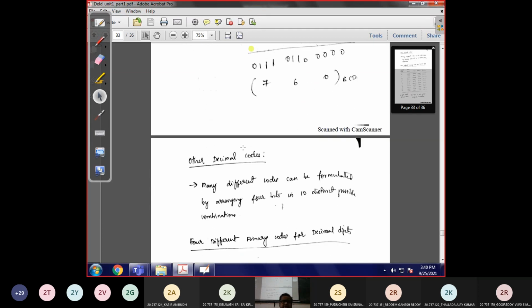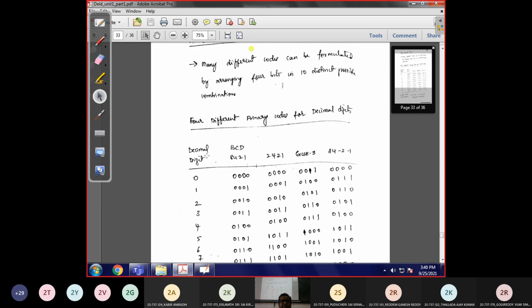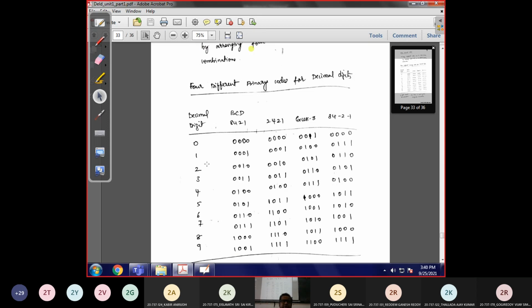Like that, we can have other decimal codes as well. These are some examples of other binary codes which are possible. We call this the 8421 code. Using the 8421 code, you can represent numbers 0 to 9 in this fashion. These codes, 8421, 2421, 84 minus 2 minus 1, are called weighted codes. Every place has a weight here.